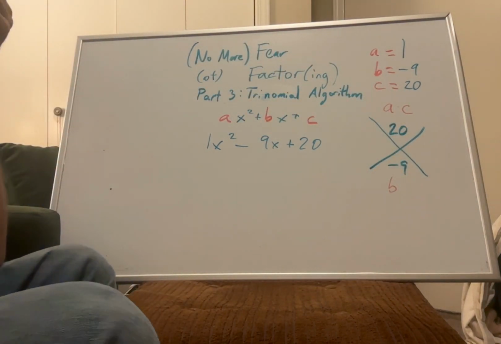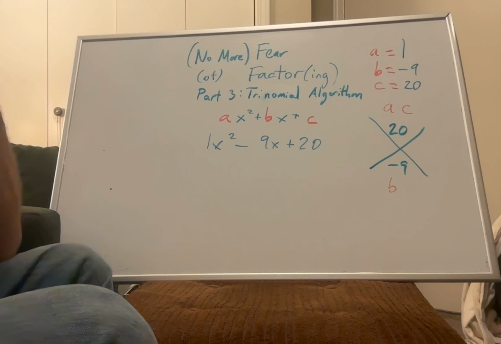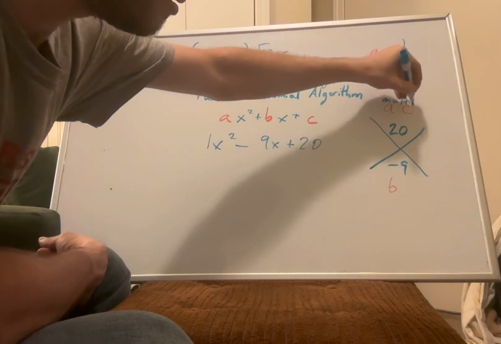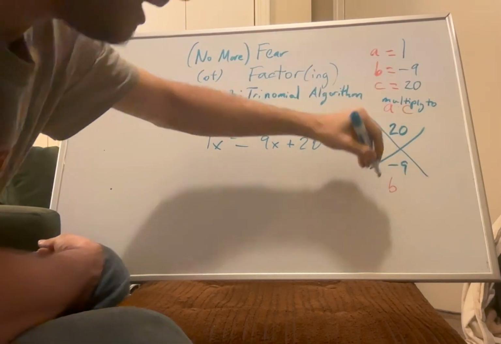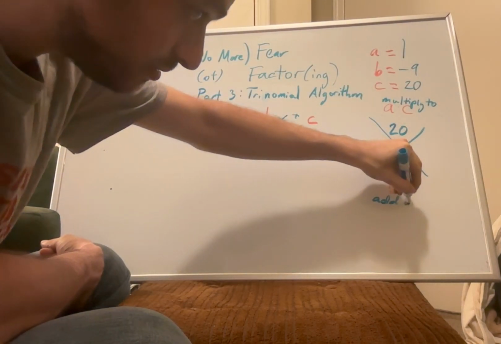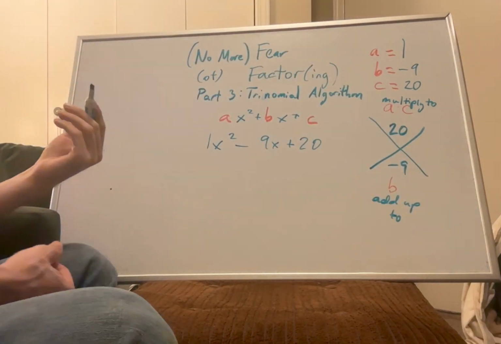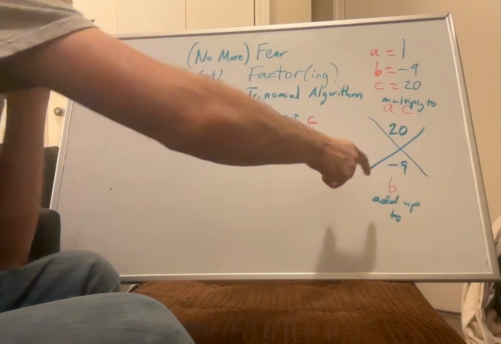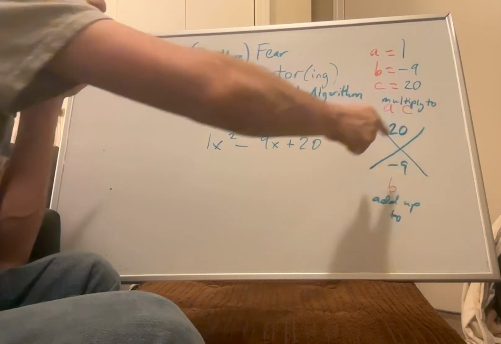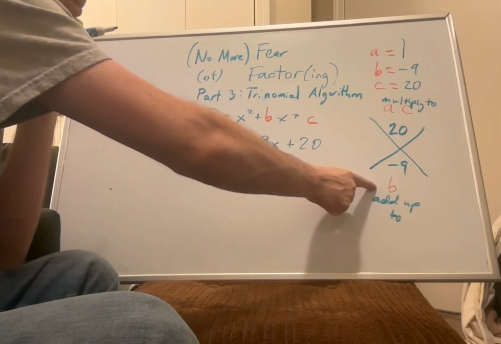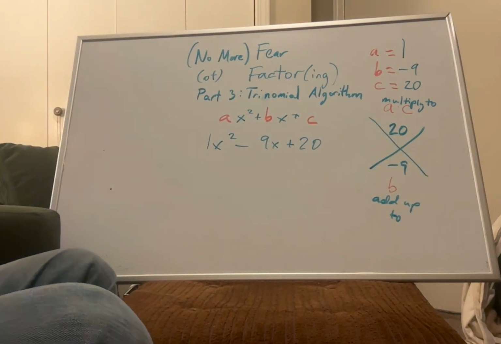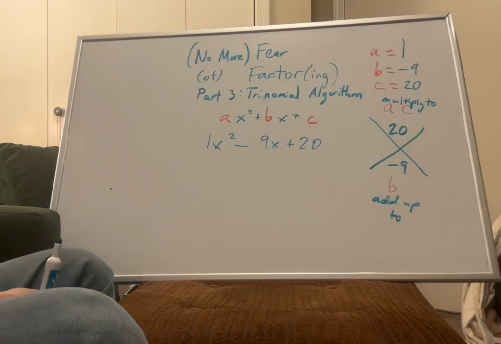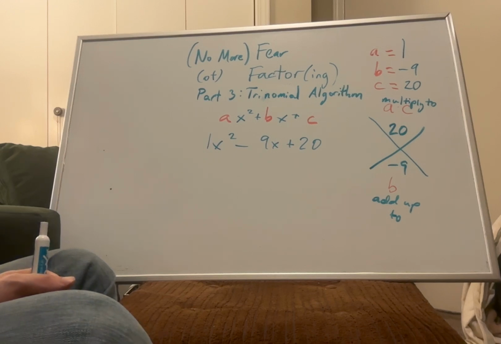Now, the critical step in this algorithm is we now want to find 2 numbers that multiply together to give us positive 20 and add up to minus 9. Or more generally speaking, for the algorithm, we're looking for 2 integers that multiply to the quantity A times C that add up to the quantity B. So I'll give you a moment to think about it. What would 2 numbers, 2 integers, positive or negative, that would multiply to 20 and add to negative 9?